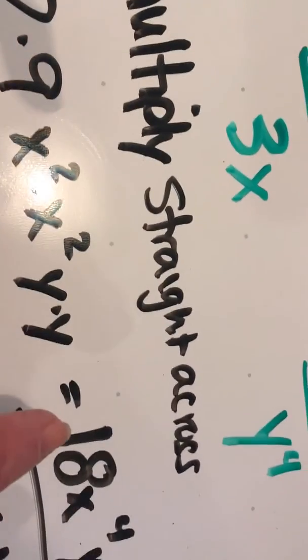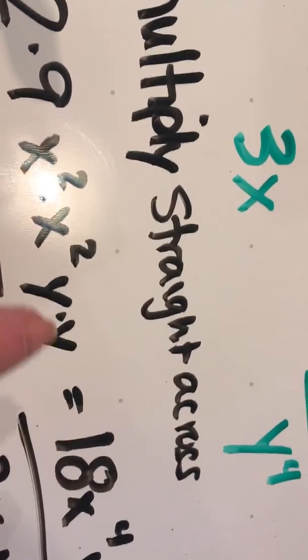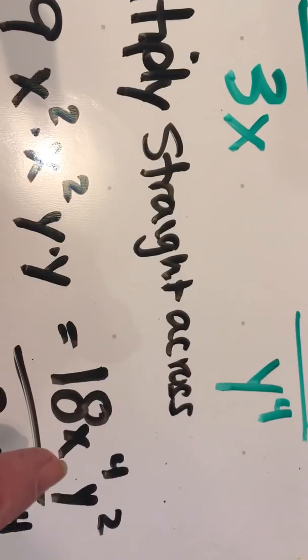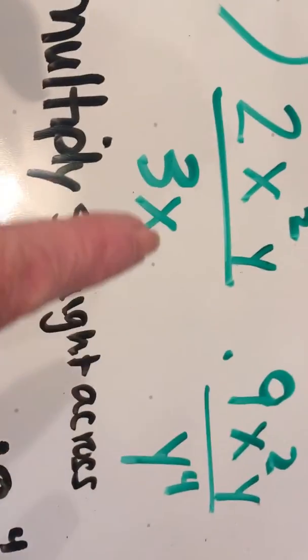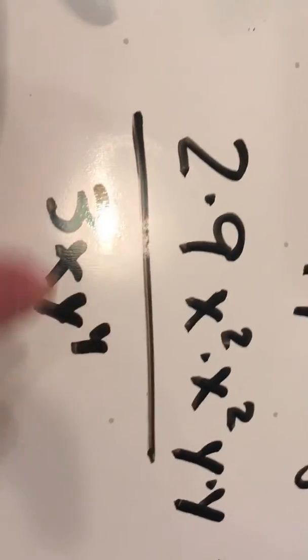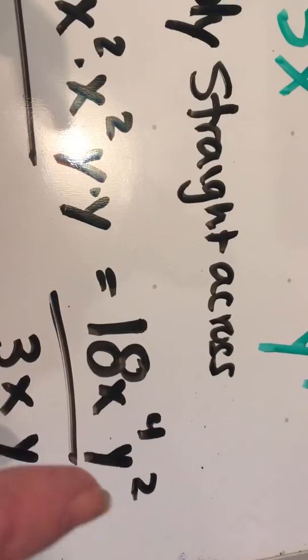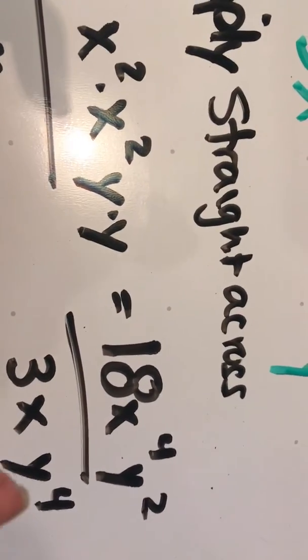2 times 9 gives me 18. X squared times x squared gives me x to the 4th. Y times y gives me y squared. The denominator was 3x times y to the 4th. 3x y to the 4th. There's nothing I can combine there. So right now I have 18 x to the 4th y squared divided by 3x y to the 4th.